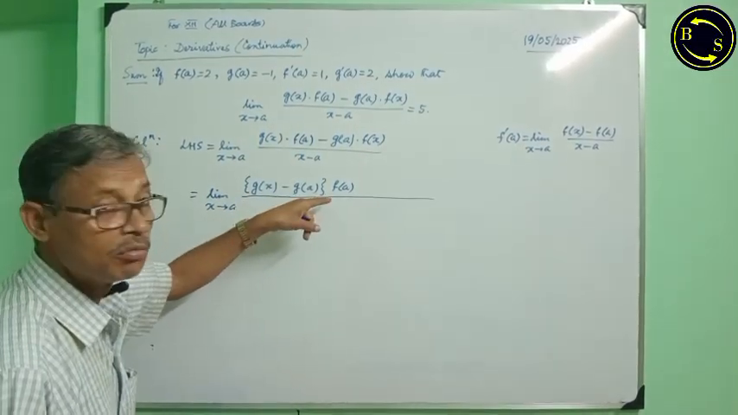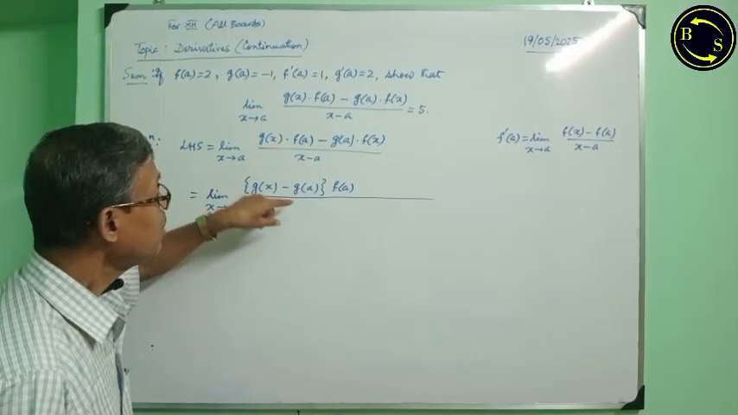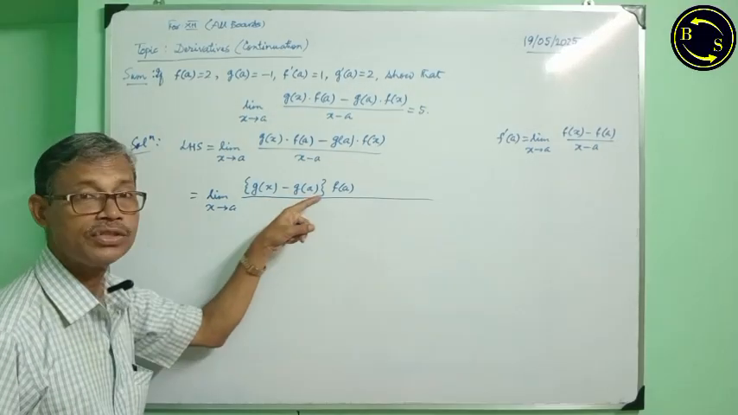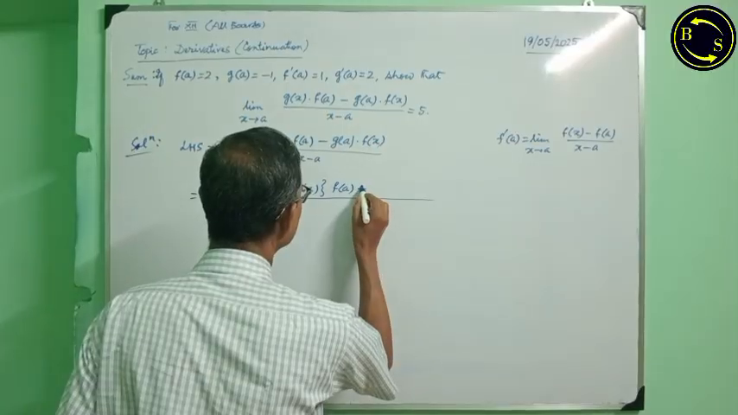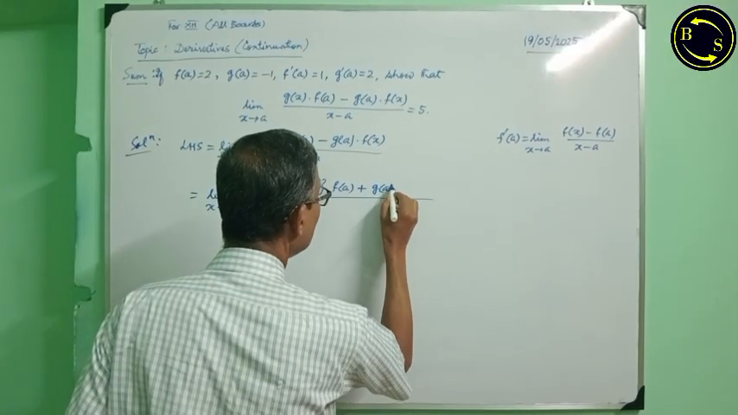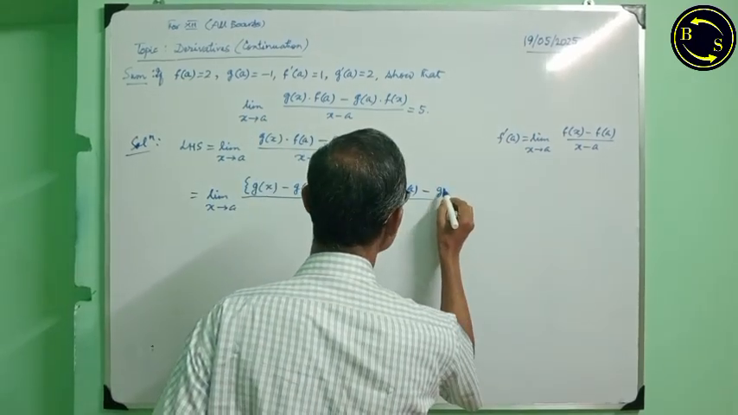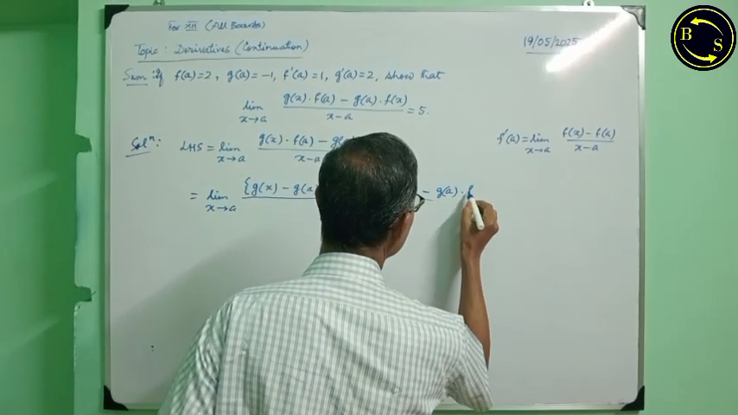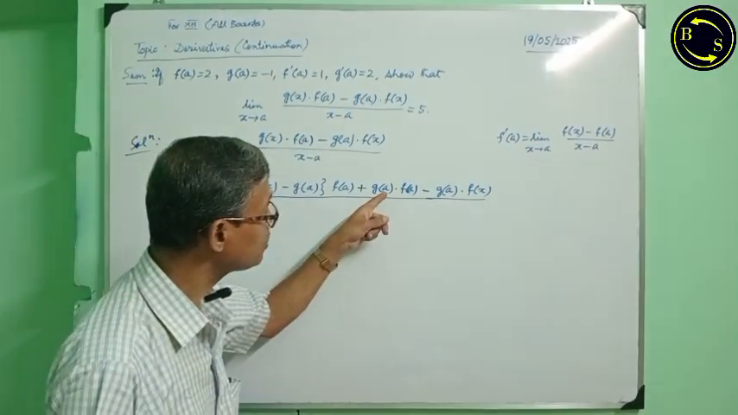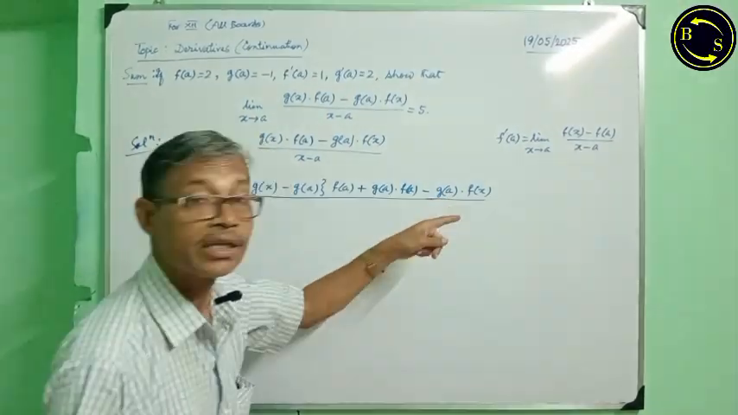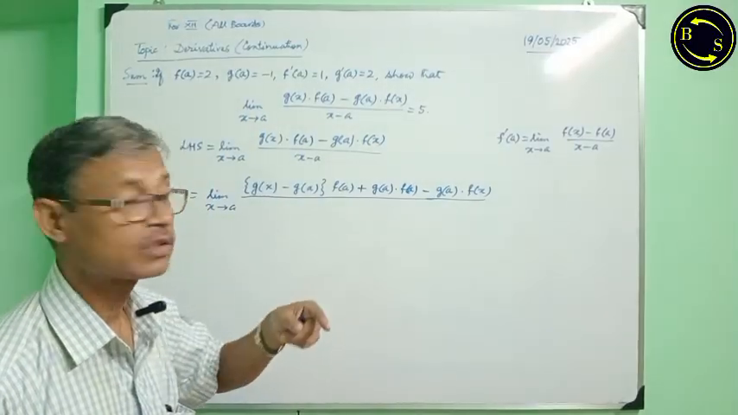Now after multiplication we shall get the first term as gx into fa, this one. Now the second term will be minus ga into fa, but it is not here. For that we have to add ga into fa minus ga into fx. Now you see, in the next step we shall take ga common factor, so that we shall get fa minus fx. If I take minus ga common factor, then numerator will be fx minus fa.